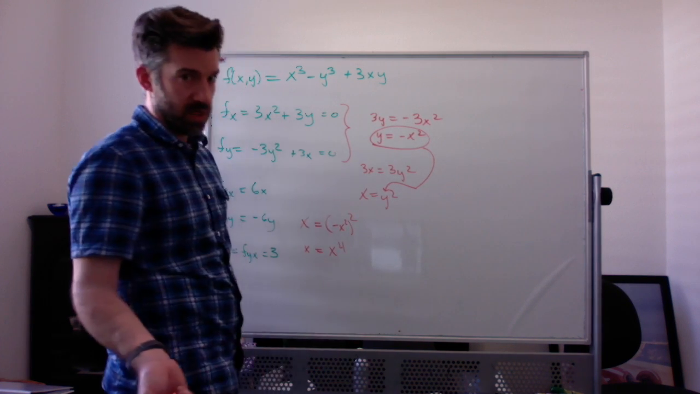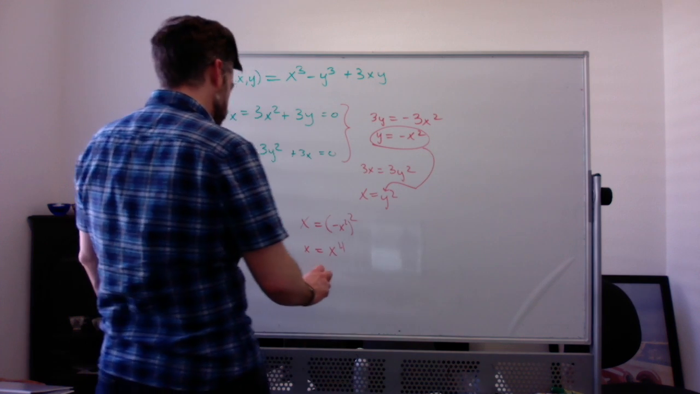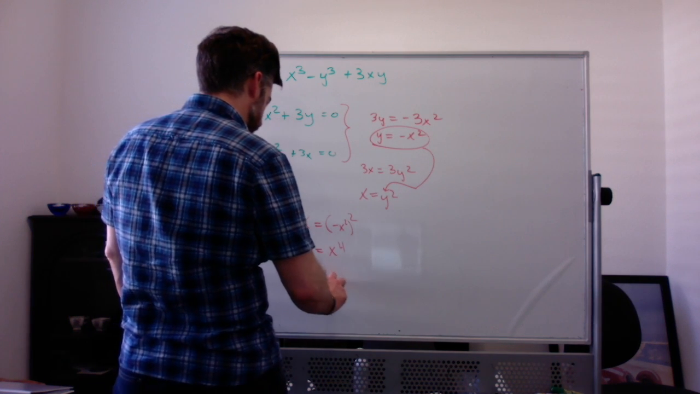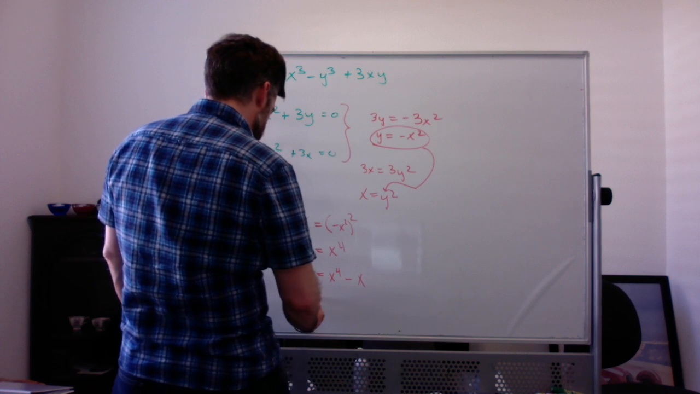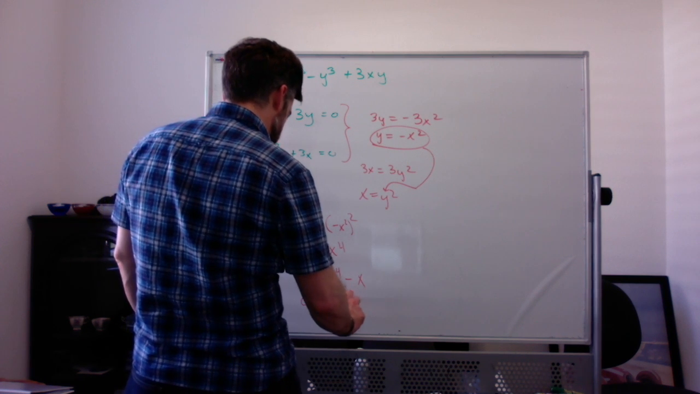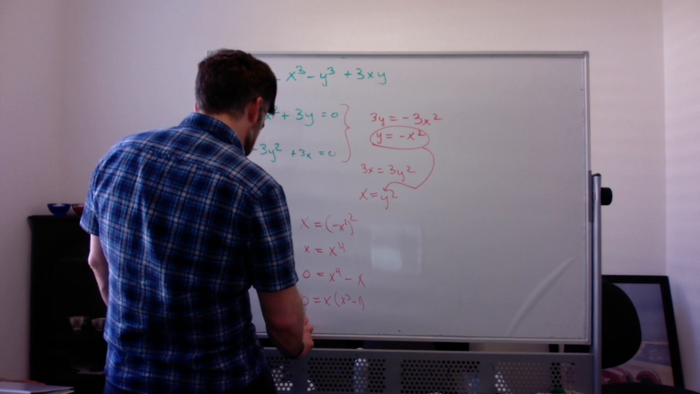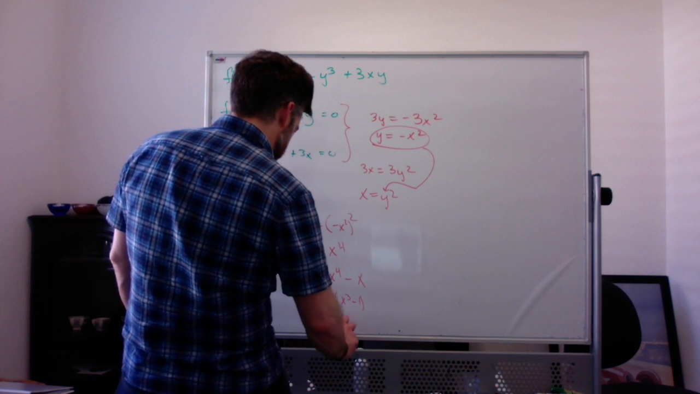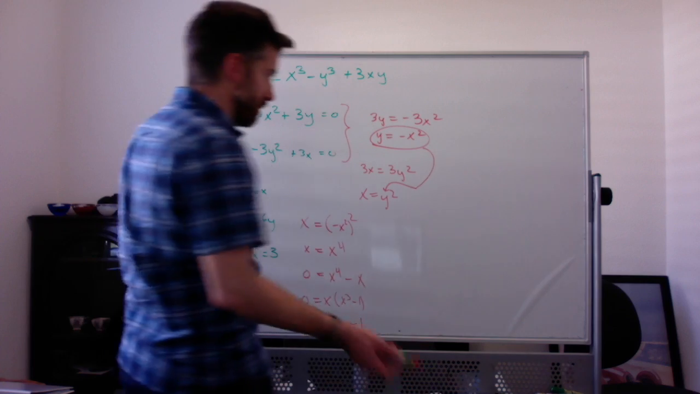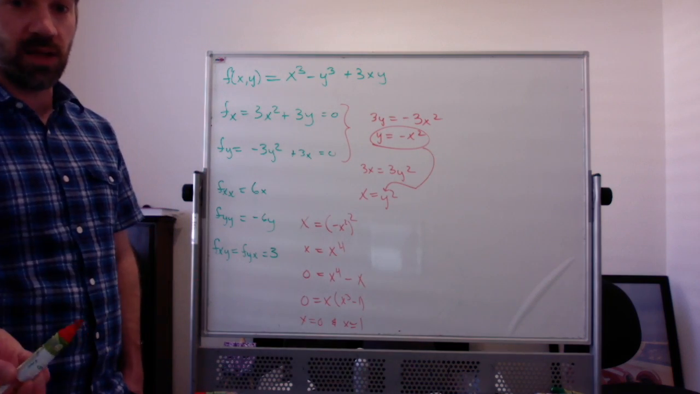This is actually very much the same equation we saw in the previous problem. So here we get 0 equal to x to the fourth minus x. 0 equals x times x cubed minus 1. So our solutions are x equal to 0 and x equal to 1. The difference between this equation and the previous one is here 0 isn't undefined.